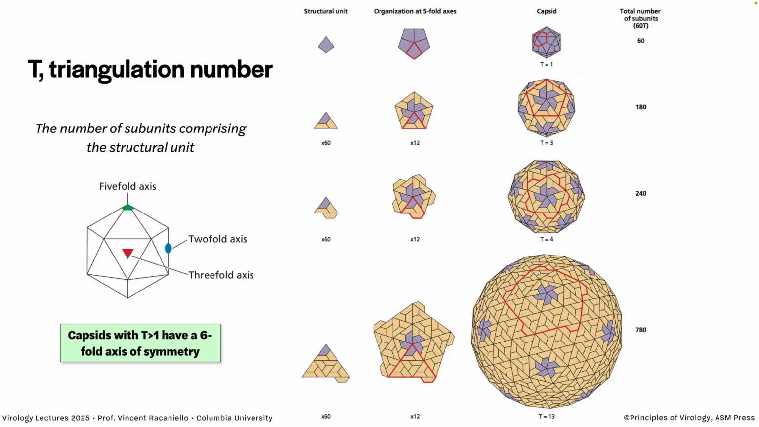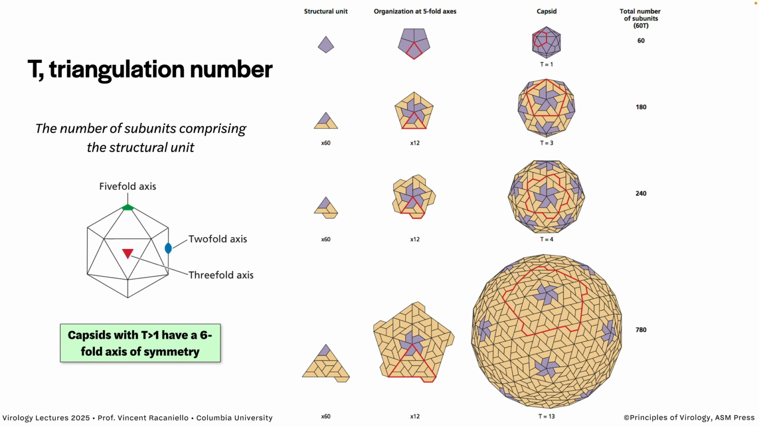So this brings in the triangulation number, which is a useful number. And this is the number of subunits comprising the structural unit. So remember, the subunit was the lowest level. It's the protein chain. And then the structural unit is the next one up. So the T number tells you the number of protein subunits comprising the structural unit.